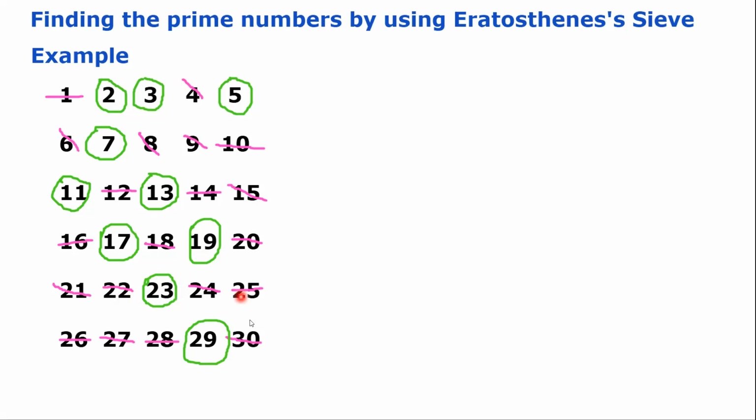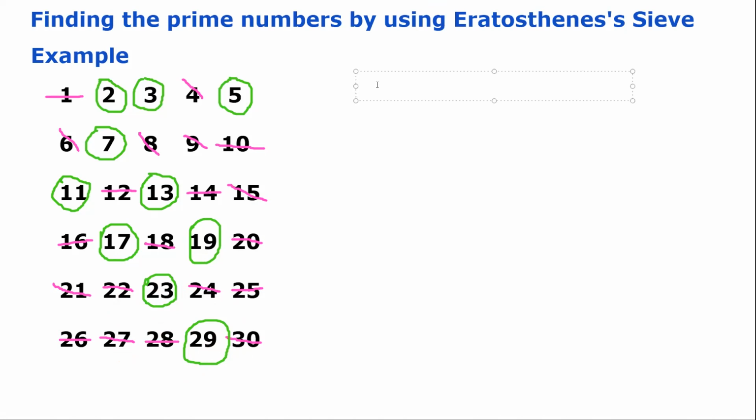You cancel all the multiples of 23 from the listed numbers here, and then you circle the next number that is not cancelled, and that is what, 29. So based on the sieve of Eratosthenes procedure, those numbers that we have circled, they are the what? The prime numbers.